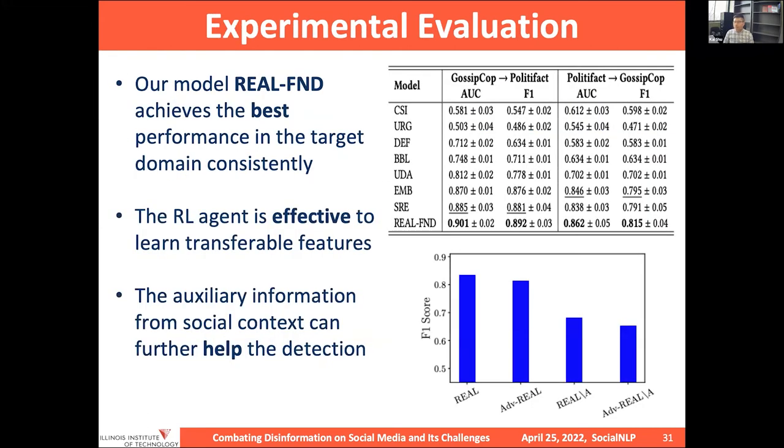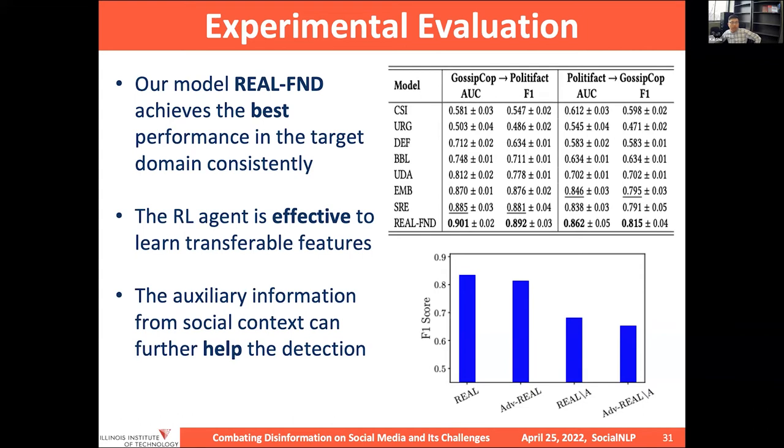So in experiments, we propose this model called Real Fend, and we compare this model with several cross-domain fake news detection methods. Even though we didn't find many of them, we tried to adapt some existing methods to the cross-domain setting, as you can see in the table at the top right. And we can see that Real Fend can consistently achieve the best performance compared with existing methods in terms of different measures, such as AUC and F1.